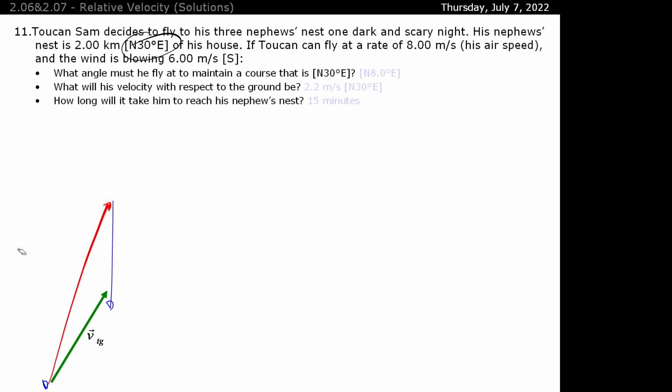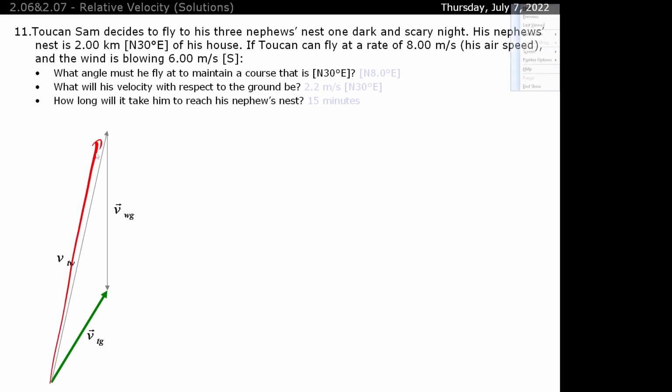All right, so your triangle would look something like this. There you go. So he has to flap crazy hard so that when the wind blows towards the south, he can travel in the direction as intended. So that's the setup. We'll label our vertices first. I don't know if this is the best, but we'll go with that and work from there.